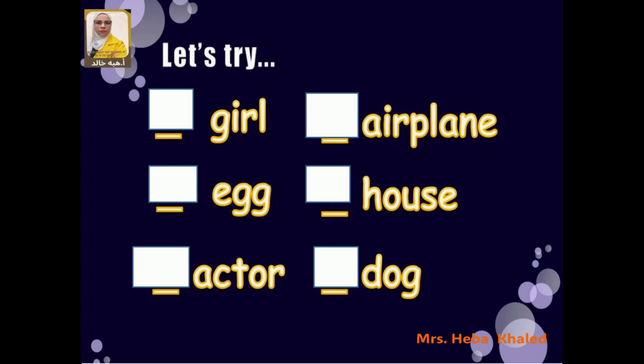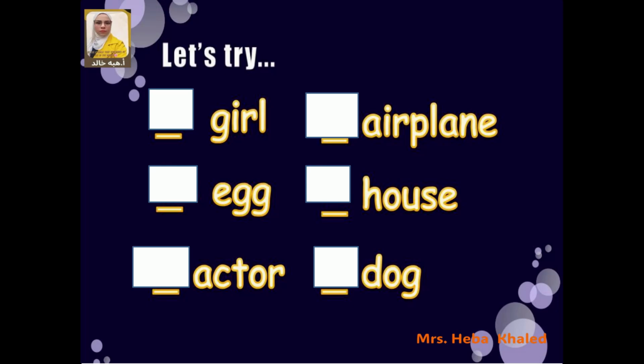Now you can try to fill in the spaces here. Okay, take your time to think of the answers. Do we say an girl, even if it's difficult to pronounce, or a girl? The correct answer is a girl. An egg. Yes, an actor. Excellent.